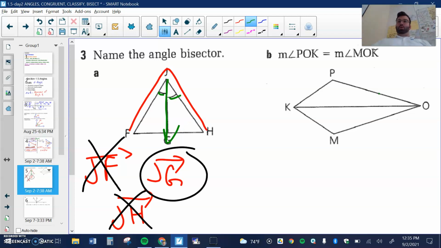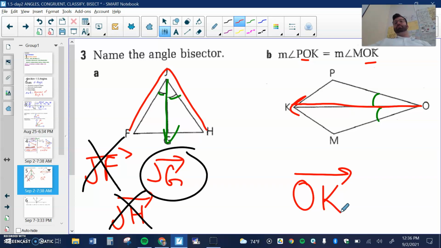Think about this one, POK to MOK. Notice here, J was the vertex, J was the first letter. Order matters. O is the vertex, O is my first letter. Well, it's got to be O to K. O to K.